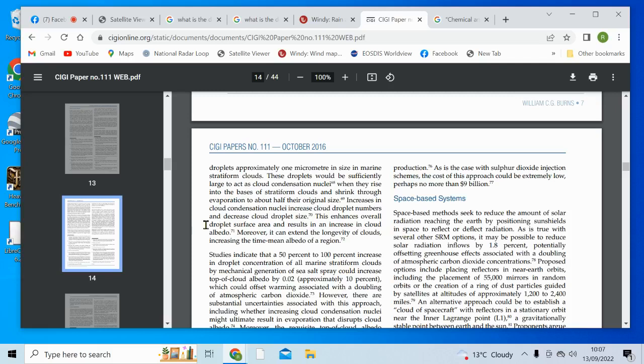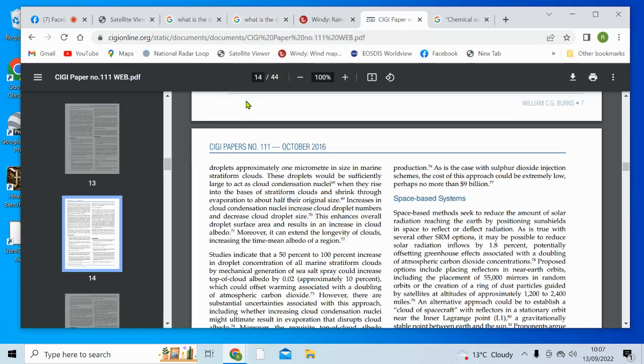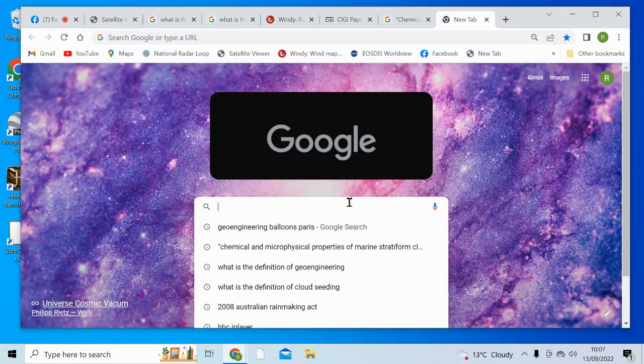Moreover, they can extend the longevity of the clouds. And you love this word, albedo. That's the number of a reflection, or how much sunlight comes in. And if it touches us, it touched you. All this stuff is touching us. So if I want to know what that one was, let's go over here and see what happens.